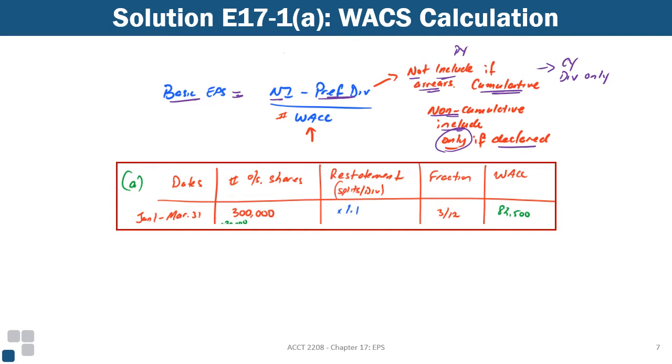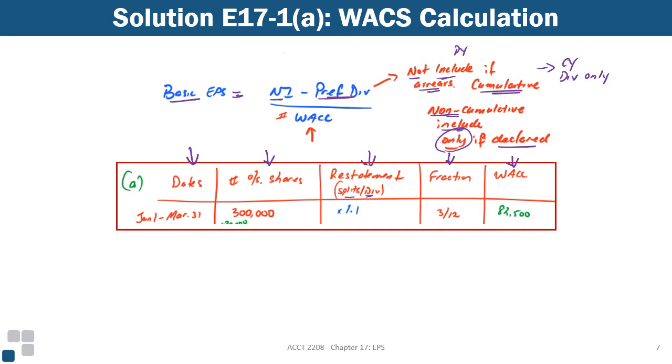Easiest thing to do is set up a little table. So we'll include a column for dates, a column for the number of shares outstanding, a column for something that we'll call the restatement, that deals with splits and stock dividends. Then include a column for the fraction of the year that particular number of shares is outstanding, and then we end up with the weighted shares.